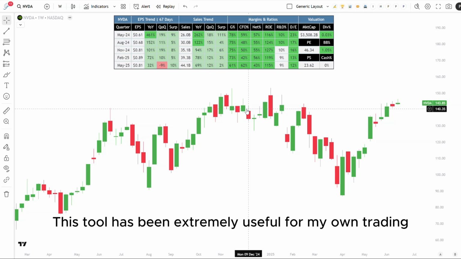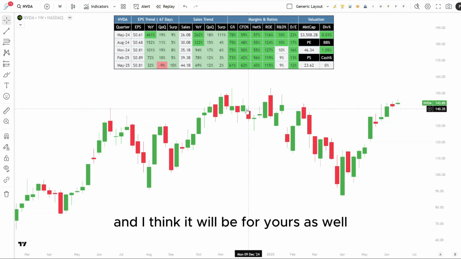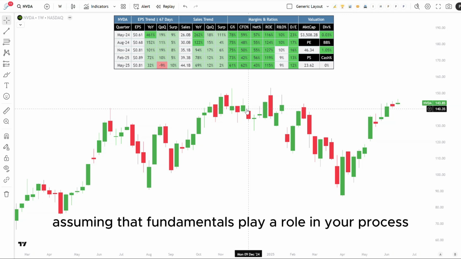This tool has been extremely useful for my own trading, and I think it will be for yours as well, assuming that fundamentals play a role in your process.